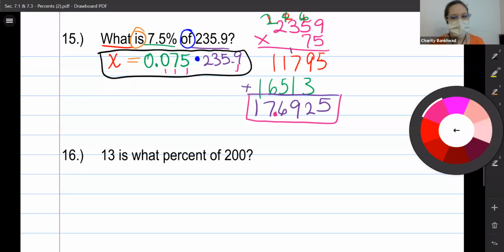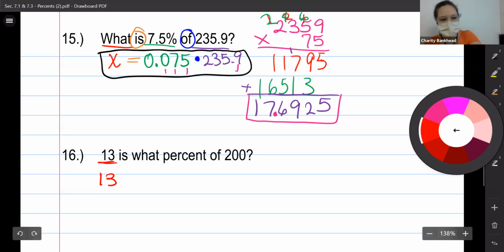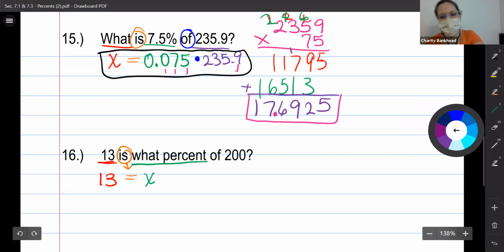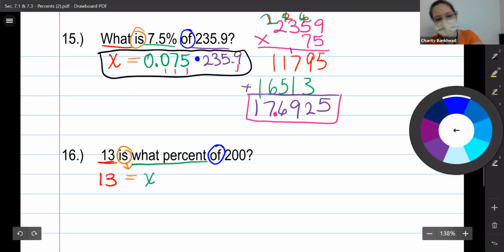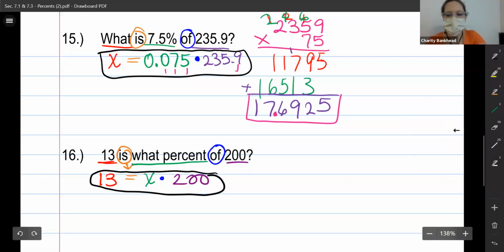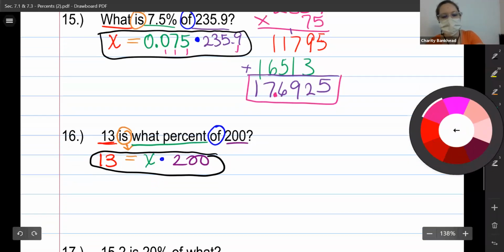All right. Number 16 says 13 is what percent of 200? So again, I'm just going to translate this directly into an equation. So 13, and for is, we put equals what percent, so just put X for that, times, of means times, 200. So 13 equals X times 200, that's my equation. And then to solve it, I just have to divide both sides by 200.